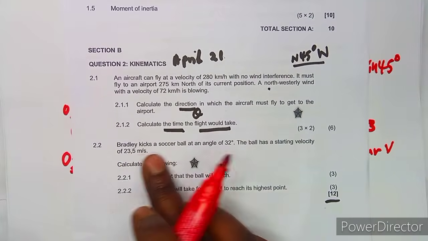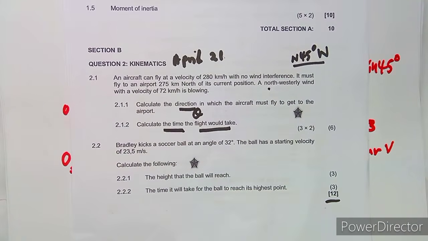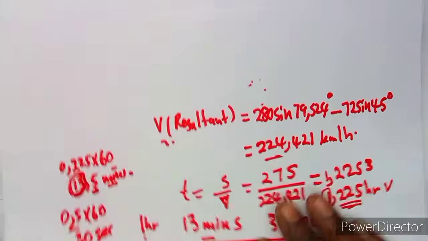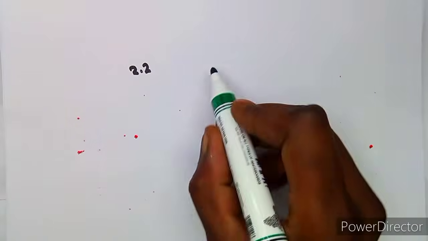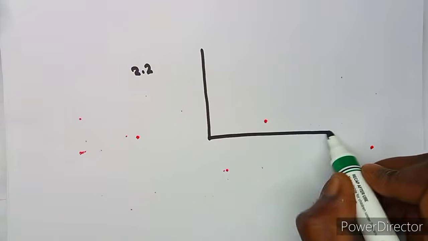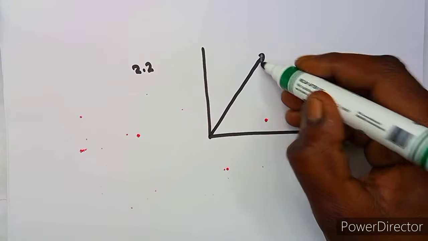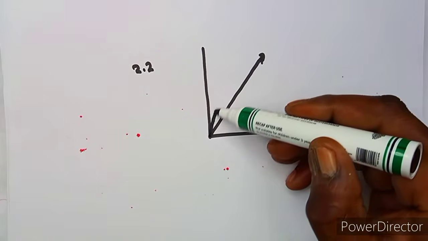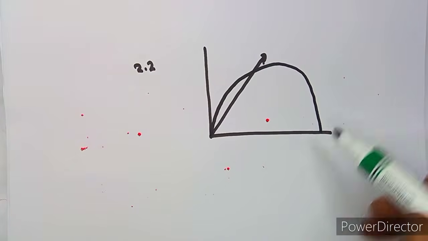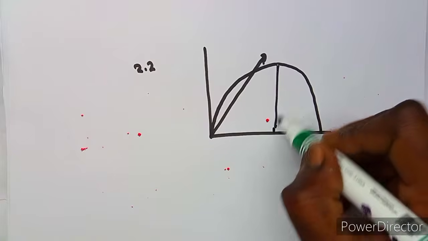Okay. Bradley kicks a soccer ball at an angle of 32 degrees. The ball has a starting velocity of 23.5 meters per second. Calculate the following: the height that the ball will reach. Which means we are now back to projectiles again. We worked with this type of question before, so it's not going to take us much longer here. So it's going to be like this. Then this will be our parabola, and we have our height h there.